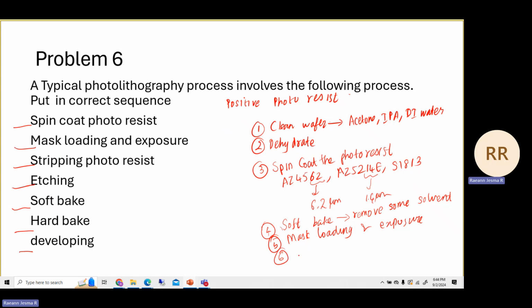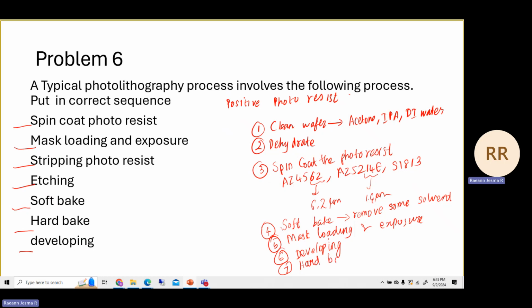So next step will be to develop, in which we will put the sample in some developer, and generally these developers are some kind of base. In order to stop the development, we put the sample in DI water. So DI water will stop the developing process, and this development is generally done for a specific amount of time, depending on the exposure dose, your parameters, and also depending on your feature sizes. Then after developing, we'll have to do hard baking.